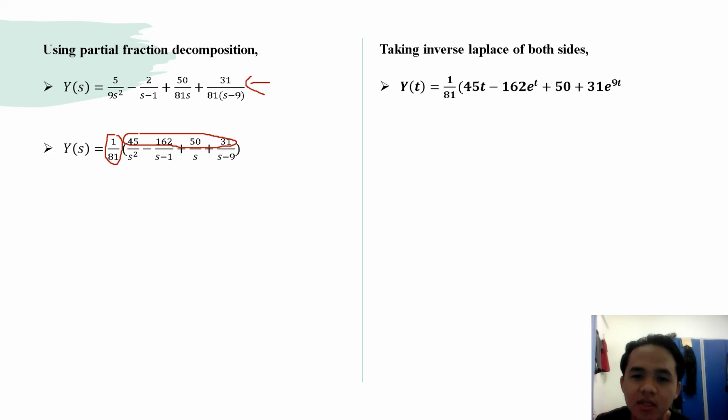And lastly, we take the inverse Laplace of both sides. The equation will be 1 over 81 in bracket 45t minus 102 e power of t plus 50 plus 31 e power 9t. That's all from us. Thank you.